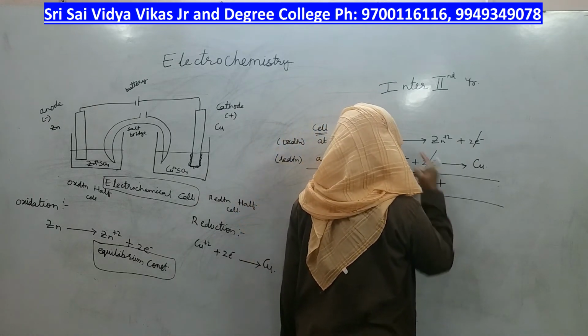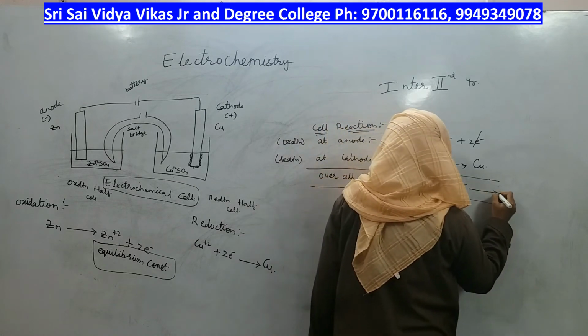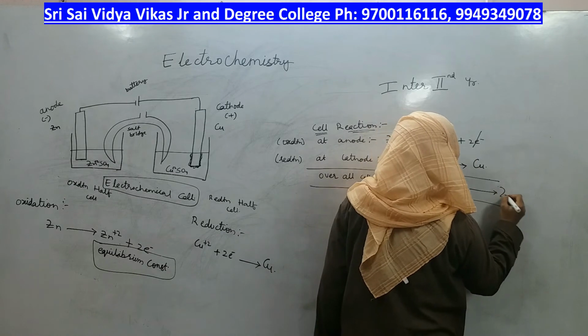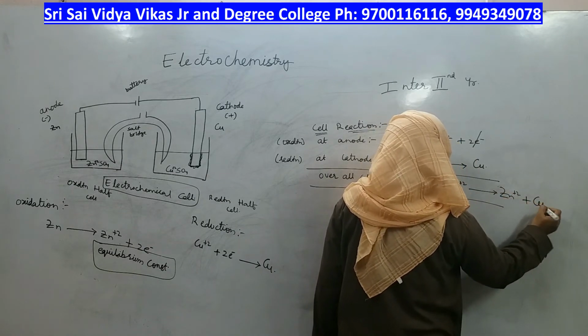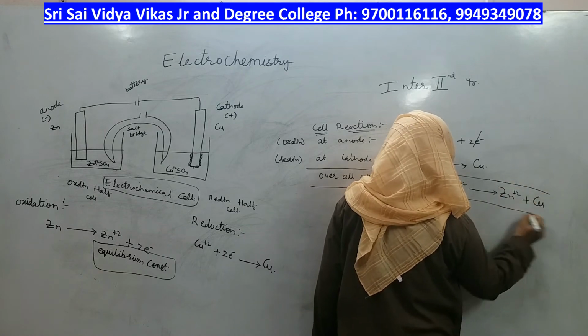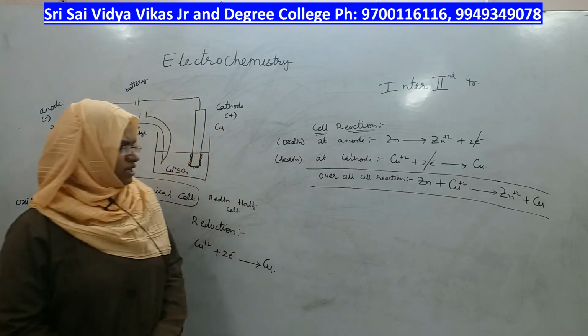Zinc plus copper plus 2 give rise to Zn plus 2 and copper. This is the final or the overall cell reaction, right?